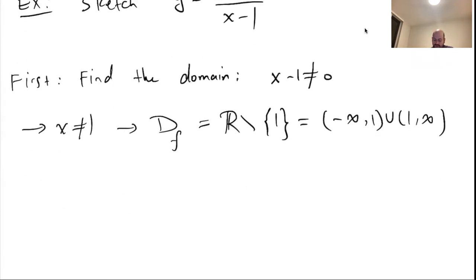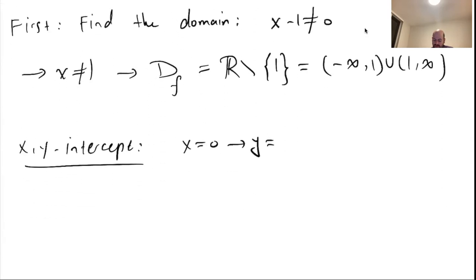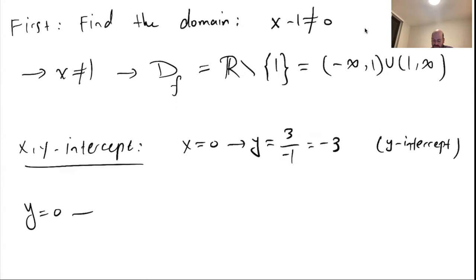Then we also need to find the x and y intercepts. If x equals 0, then y will be equal to 3 over minus 1, or minus 3. So this is the y-intercept. And if y is equal to 0, then 2x plus 3 will be 0. That gives x equals minus 3 over 2. So this is the x-intercept.